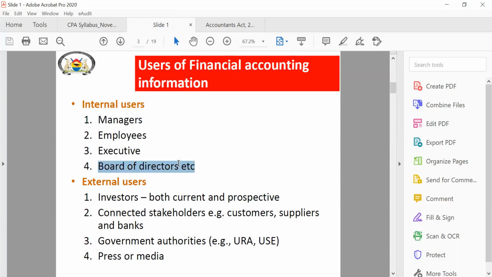So these are interested in the accounting information for that reason, so that they can give an accountability to the shareholders, but also for them to be able to take critical decisions about management. Actually, the board of directors supervise the executives, which executives supervise the managers, and the managers will supervise the overall employees, okay? So these are the internal users, and then the external users are here.